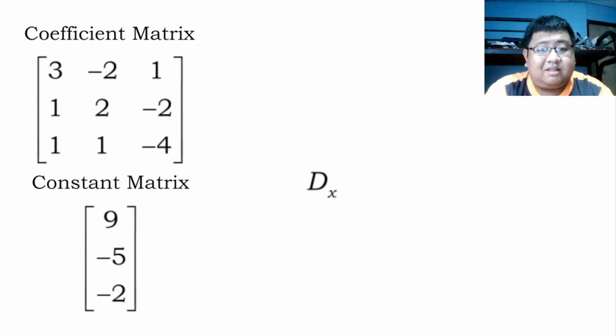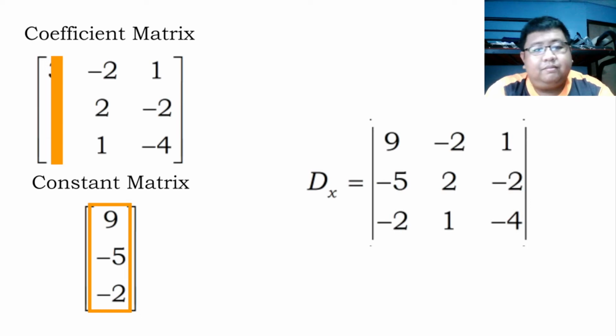For dx, remember, you're going to replace the first column with the constant matrix. So your dx in this example will look like this. Yan, 9, negative 5, negative 2, negative 2, 2, 1, 1, negative 2, negative 4.